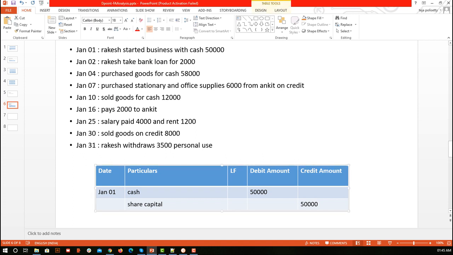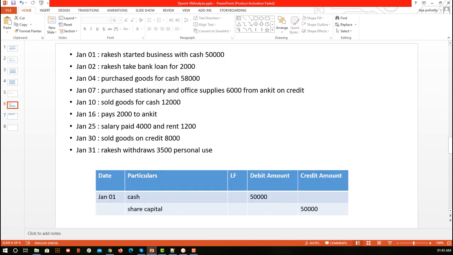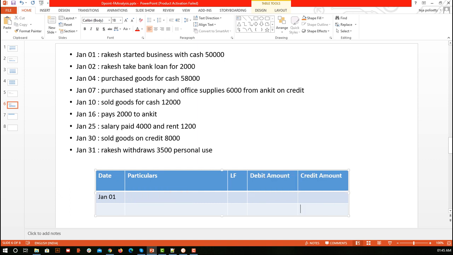Now let's store this on the next slide. Clear the accounts, and our next transaction is the first date, so we'll modify the date. Now what is happening with the transaction? Rakesh takes a bank loan for 2000. So what accounts are involved? Just pause the video and guess. Then you can continue.